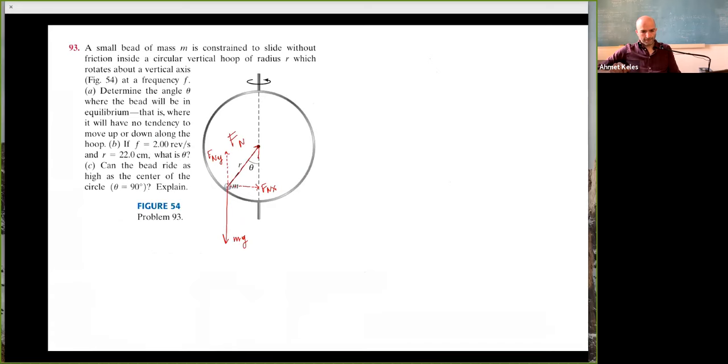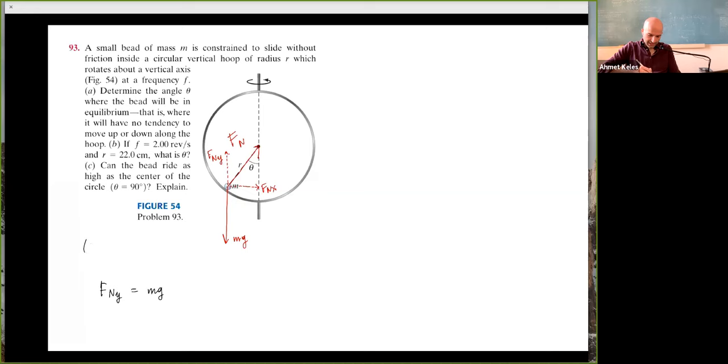What do we do? Do I know this F normal? What is F normal? I'm assuming I need to find F normal. And what I know is there's no motion along this direction. Because this bead is not going up or penetrating through the hoop, these two forces should cancel. Let's start with this one. So F normal Y should be equal to mg.